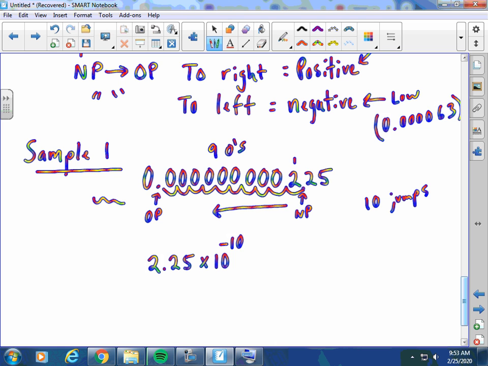Okay, so when you go to the new, you start at the new point, and you count the number of jumps going to the old point. If you go to the right, it's positive. If you start at the new point and you go left like this, like we did here, then it's negative. And these numbers that have the decimal point already in them, with 0 point some number, those are going to be negative.